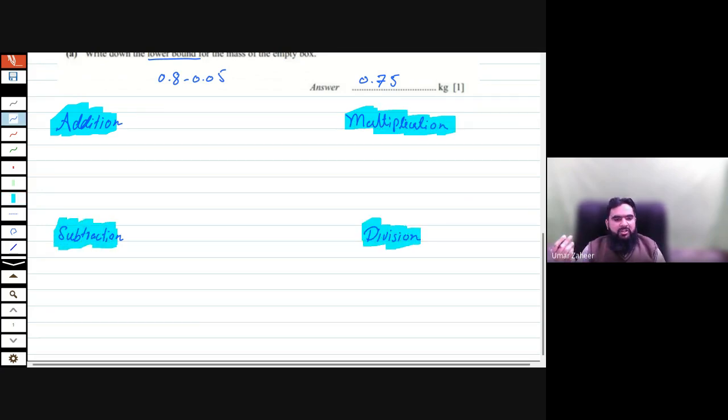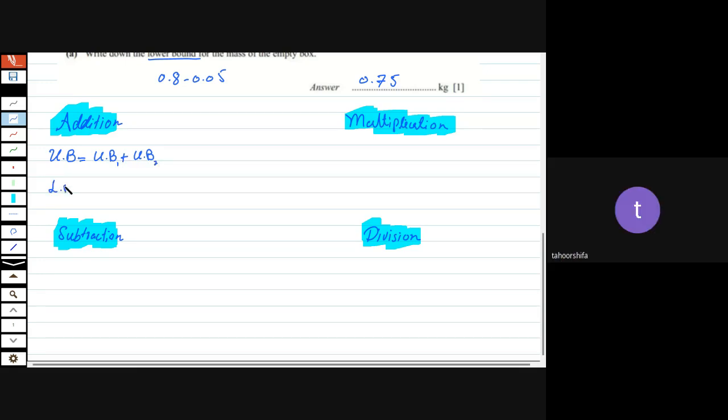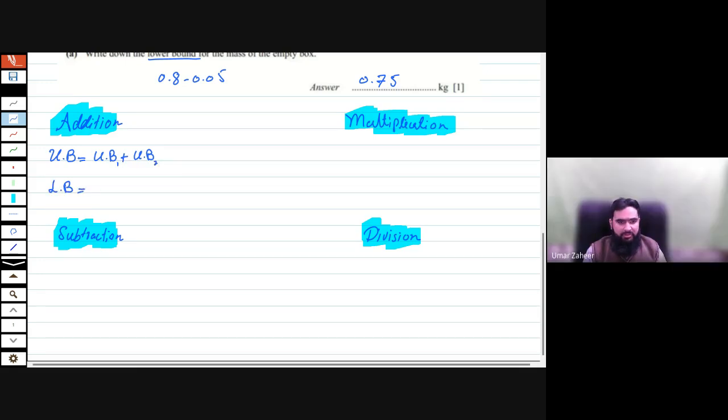Here you have two quantities. He says to add them and tell me the upper bound of the value. If you have to find the upper bound, you take the upper bound of the first value plus the upper bound of the second quantity. Clear? In the same way, to find the lower bound, you take the lower bound of the first quantity as well as the lower bound of the second quantity.